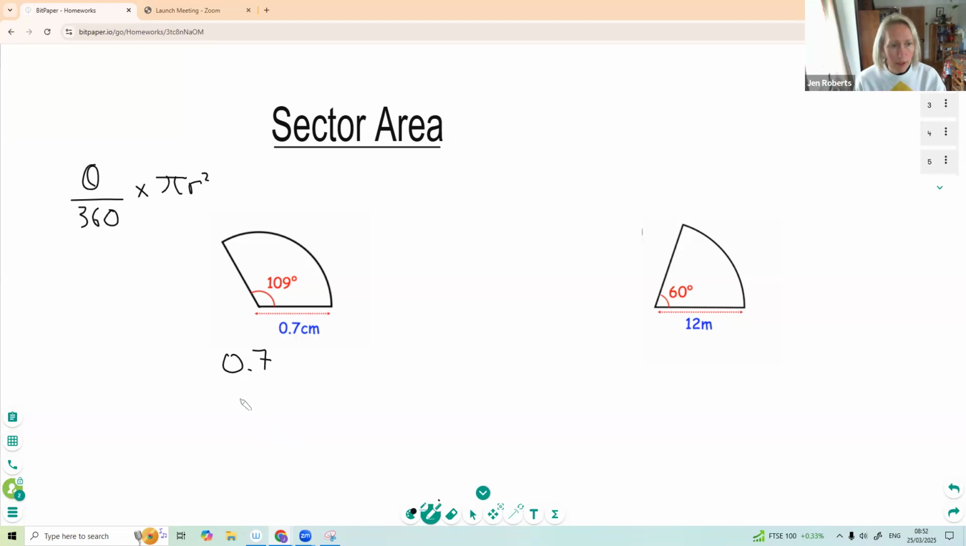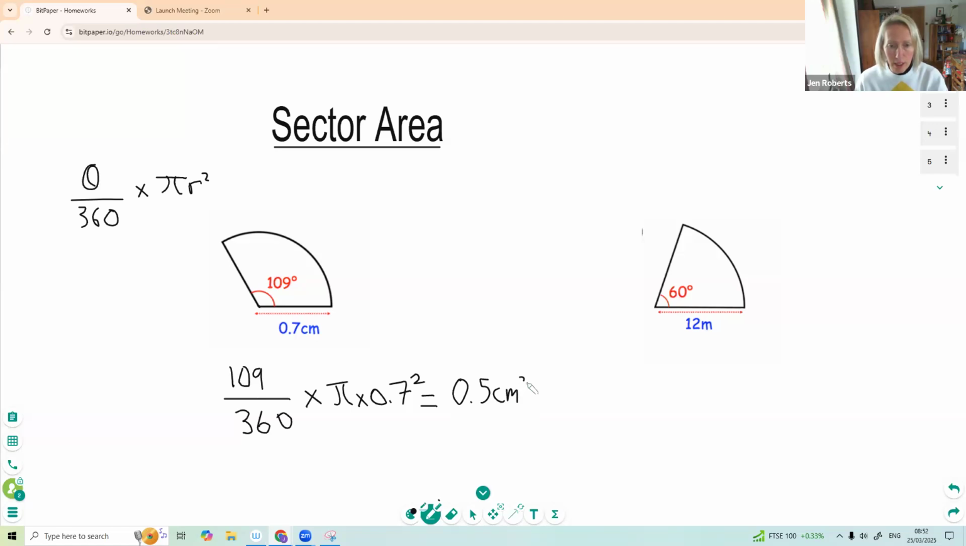So 0.7 over 360. No, it's not, that's the radius, sorry. 109 over 360 times pi r squared, radius 0.7. Just pop the information into your calculator. 0.466, or 0.5 to 1 decimal place.